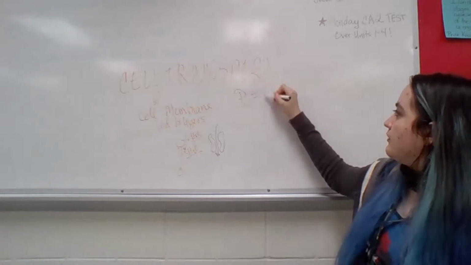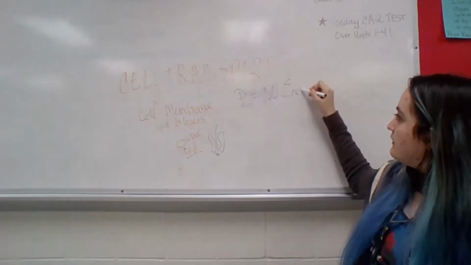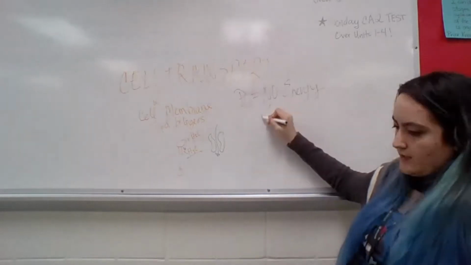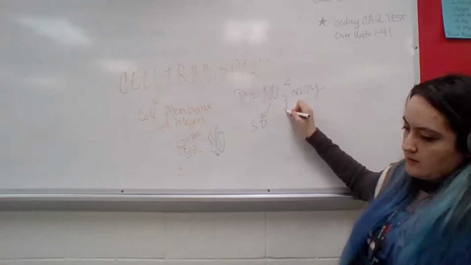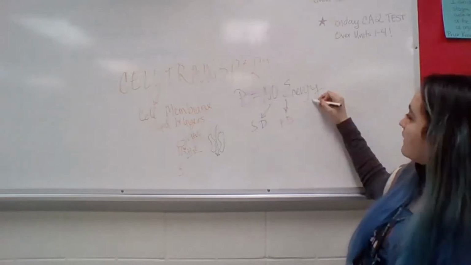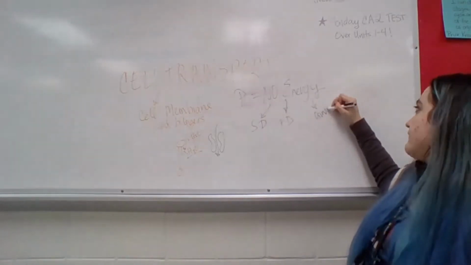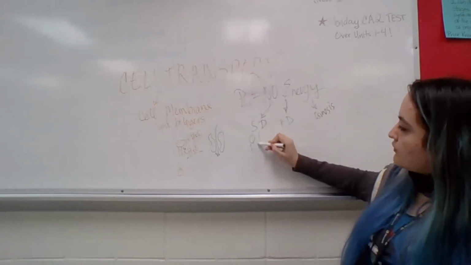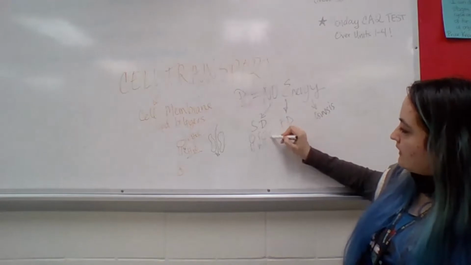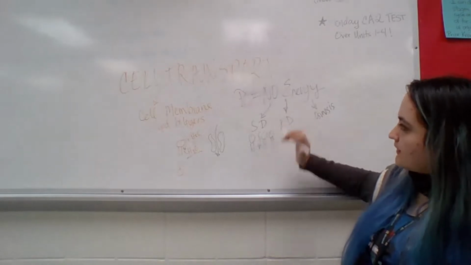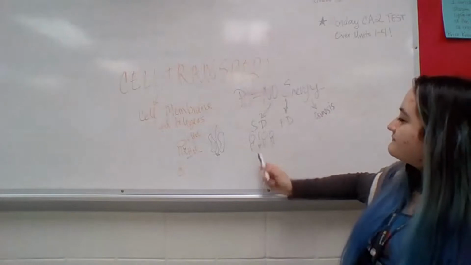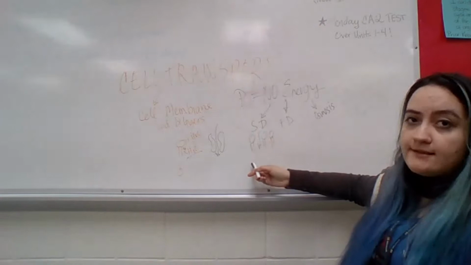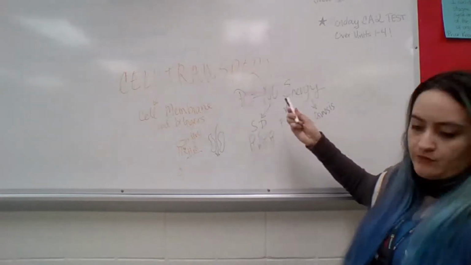Passive equals no energy. Okay, and we have three kinds of passive. We have simple diffusion, facilitated diffusion, and osmosis. So simple diffusion is when things go through the tiny spaces between the phospholipids in the cell membrane. So if they just go through those spaces in the membrane, that is simple diffusion.